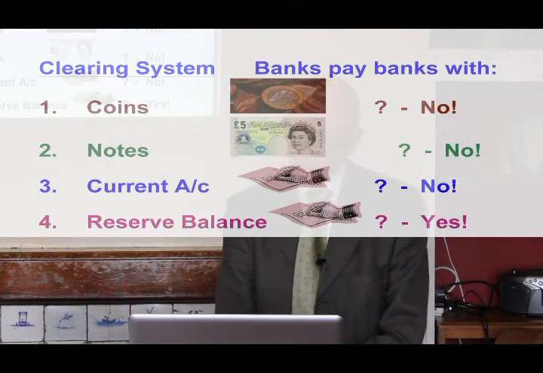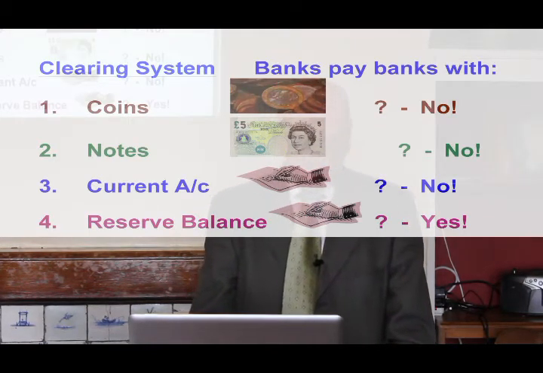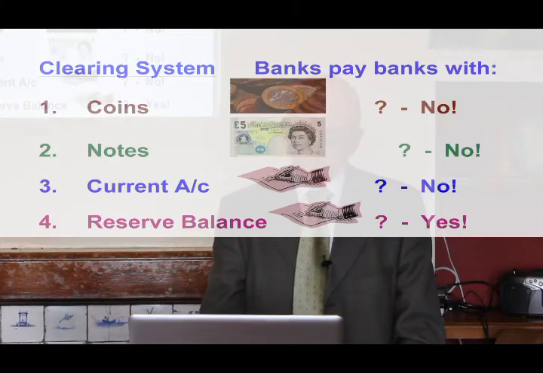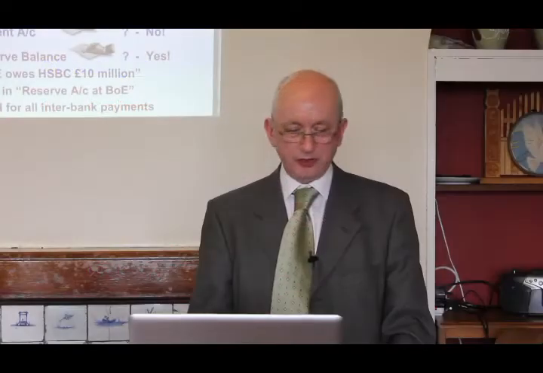And as the picture shows, this is yet another form of IOU. And this time it's an IOU from the Bank of England to each high street bank. And BOE, I'm just using as an abbreviation for Bank of England. So a reserve account might say the Bank of England owes HSBC £10 million, and that expression reserve account is the name of the account that it's held in.